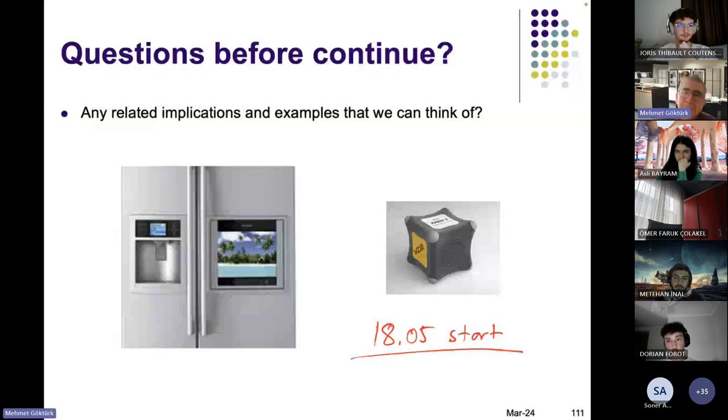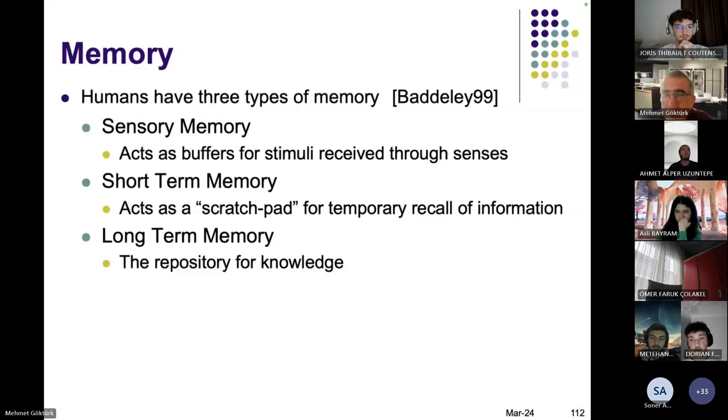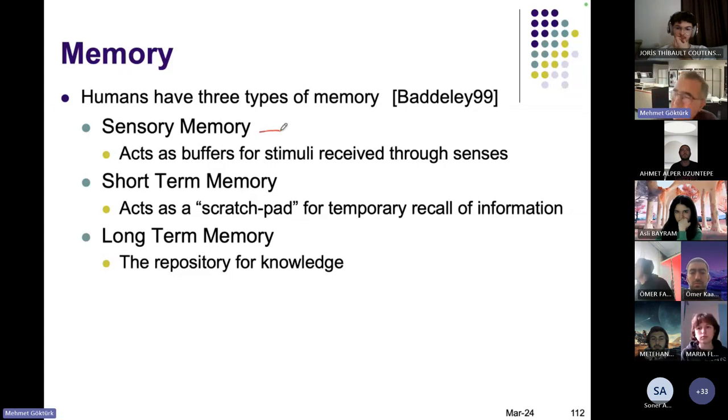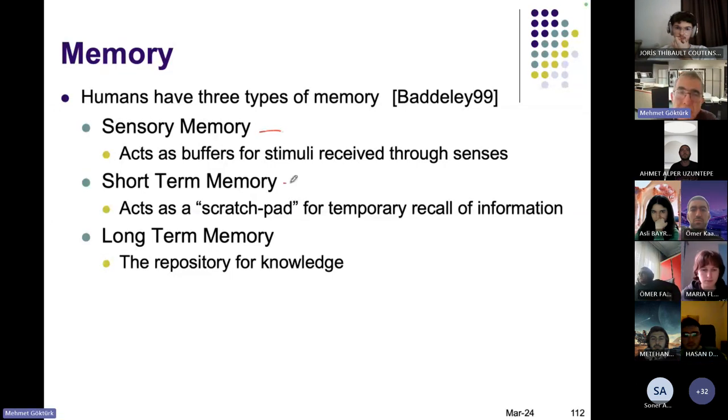Okay, we can start. So now I'm trying to explain our memory organization and the relation of human memory to interfaces. We have, in theory and practice, three types of memory. It was first proposed in 1999. One is the sensory memory. The other one is the short-term memory. Then the last one is the long-term memory.